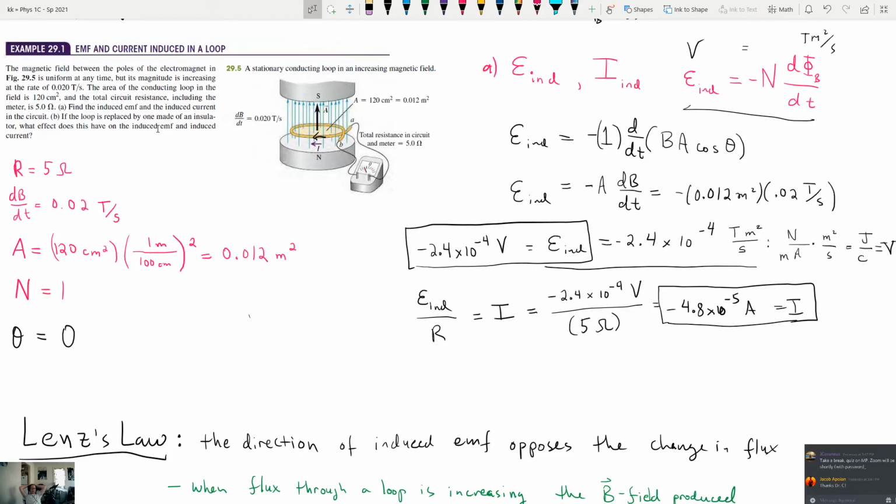Because the induced EMF is given by all the factors that are shown there. You know, it's 0.012 the area times the rate of change of the magnetic field. So the induced EMF is still going to be there, right? So that's important to understand that there is an induced EMF even if there isn't a wire there to generate a current, right? What effect would that have on the induced current then? The EMF is the same, but what's going to happen to the induced current?